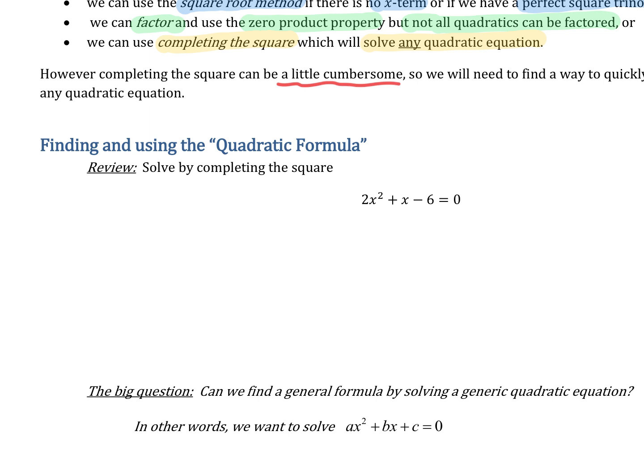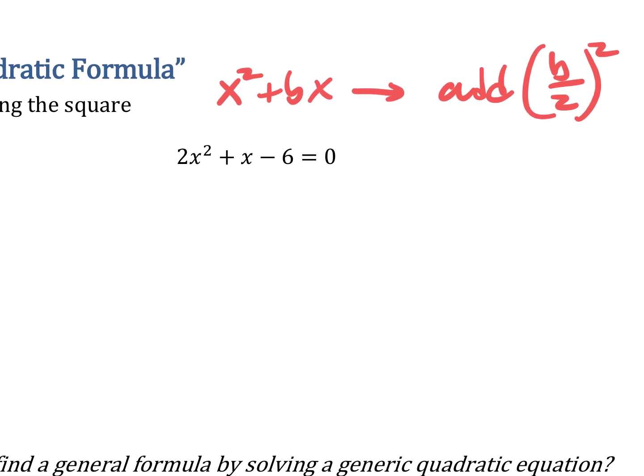All right, so when we're completing the square, we need to get the equation down to x squared plus bx. And then we're going to add b over 2 squared to both sides. So that was the strategy there. So let's try this problem here. If we want to solve this by completing the square, we could add 6 to both sides, and we get 2x squared plus x equals 6.